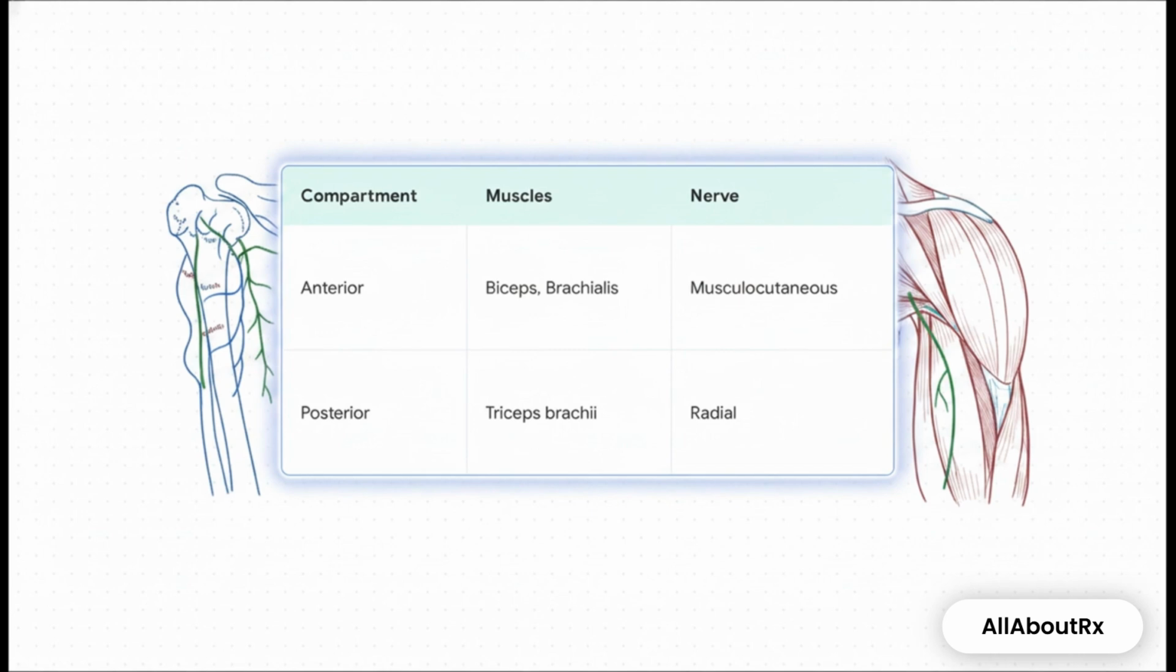Now contrast that with the posterior compartment on the back, which is totally dedicated to extending the arm. This side relies on the mighty triceps brachii muscle, which is entirely controlled by the radial nerve. Grasping these two compartments is absolutely key to understanding how the upper limb functions.